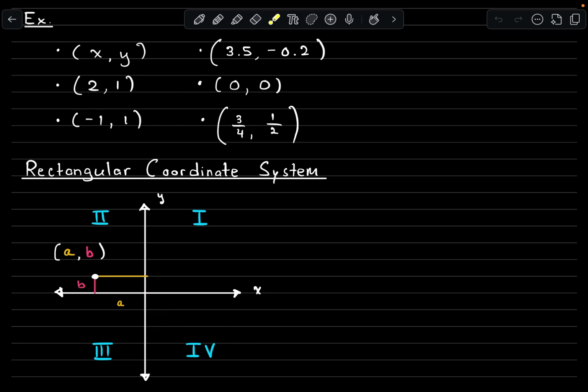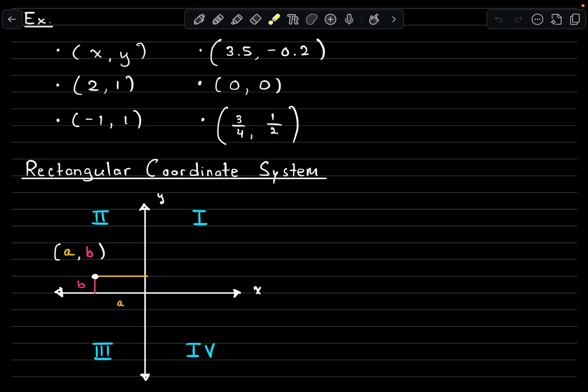Okay. We've got our quadrants. They're going counterclockwise. We start with quadrant 1. This is when both x and y are positive. Then you've got quadrant 2. This is where we've got a negative x, but we've got positive y. Quadrant 3, this is where both x and y are negative. And quadrant 4, so here you've got a positive x and a negative y.